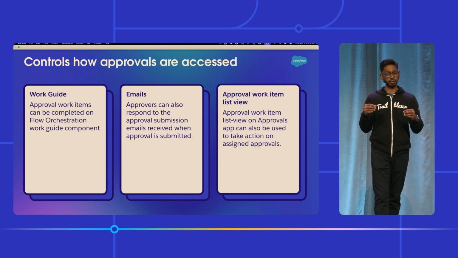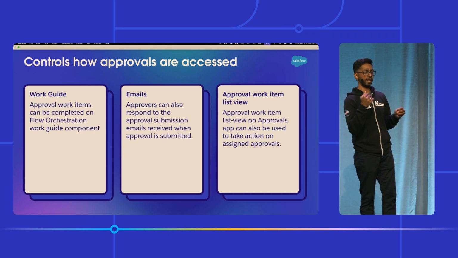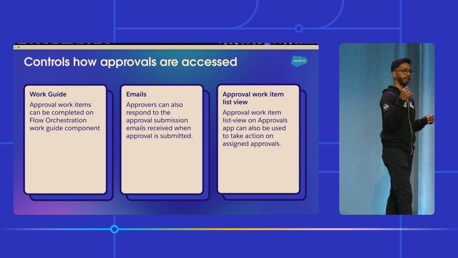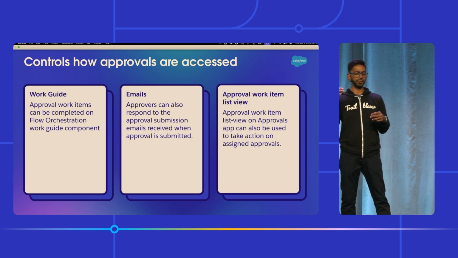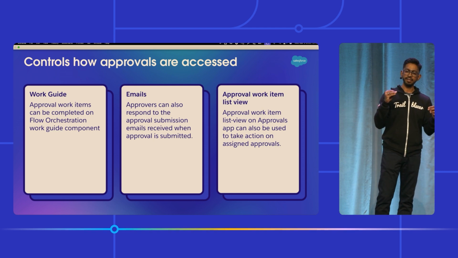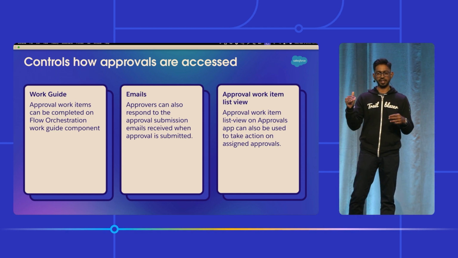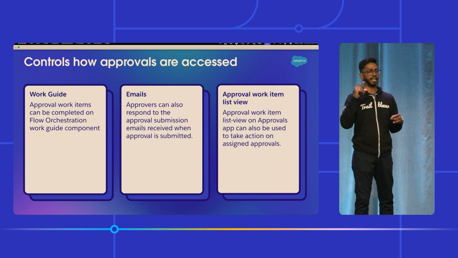You can now have a good control over how approvals are accessed. Approvals can be accessed through a flow orchestration work guide component. This is an out-of-the-box component which can be added to your record layout. So if there is a pending approval work item in the context of that record, and you're the assignee, you would see the approval work item in the work guide.